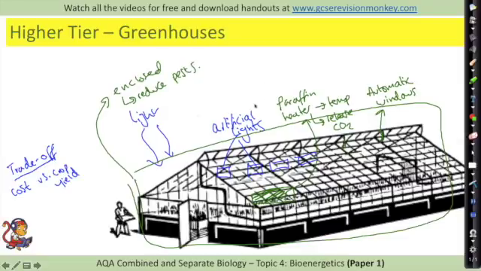So think of perhaps an evaluate question associated with this, looking at the trade-off between the cost of these things and also the effect that they will have on photosynthesis and crop yield.